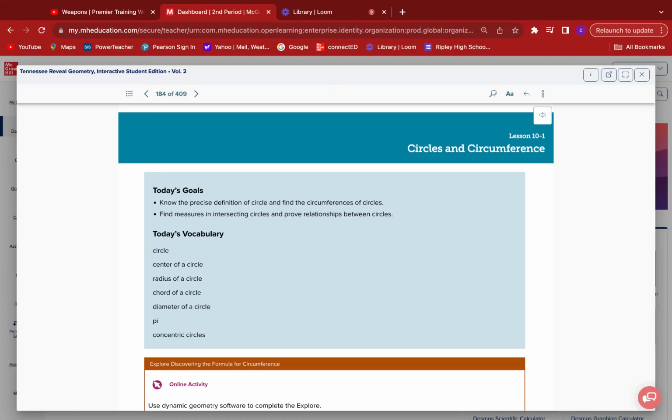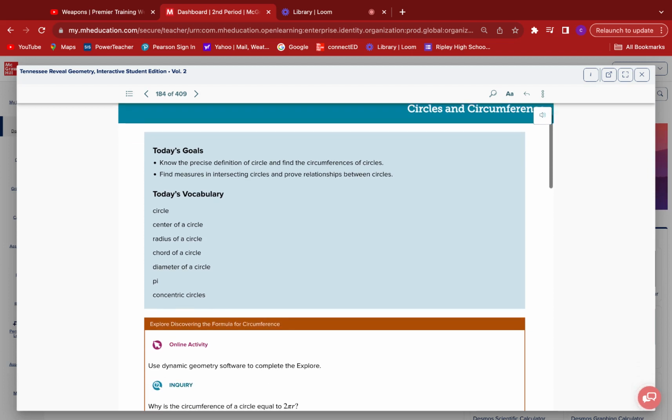Hey everybody, we are now in Unit 10, Lesson 1, Circles and Circumference. So this is not going to be a lot new from middle school. Y'all know what a circle is. You should know how to find circumference, which is diameter times pi. Or if they give you the radius, you have to multiply it times 2 to get your diameter and then times pi.